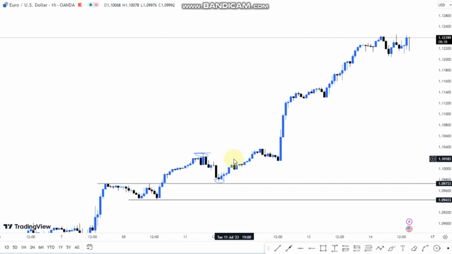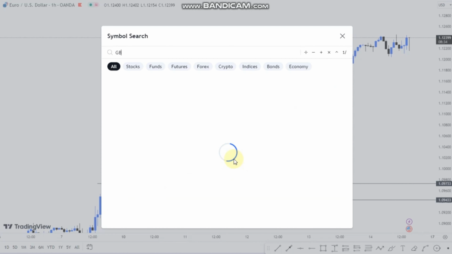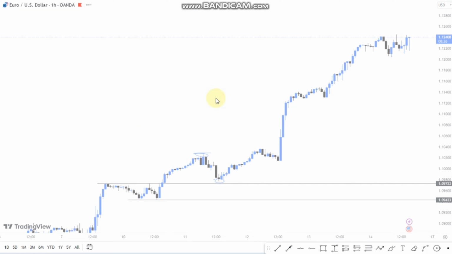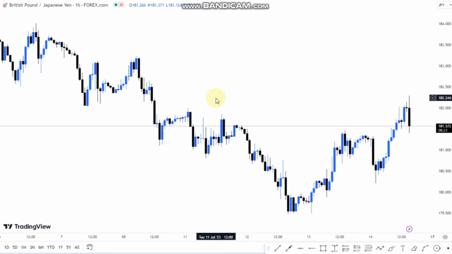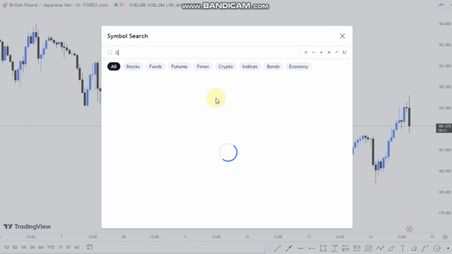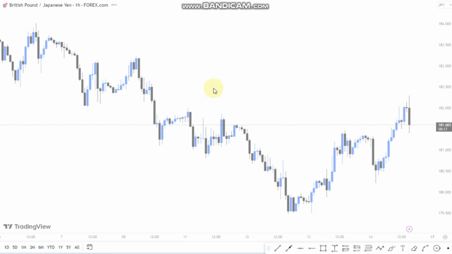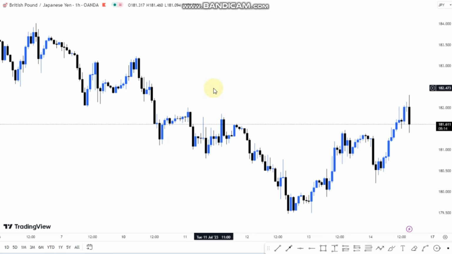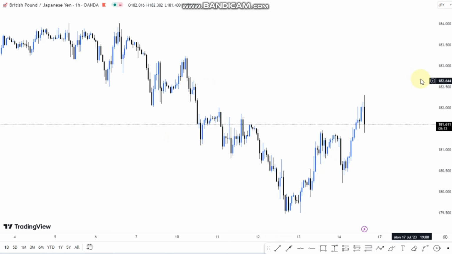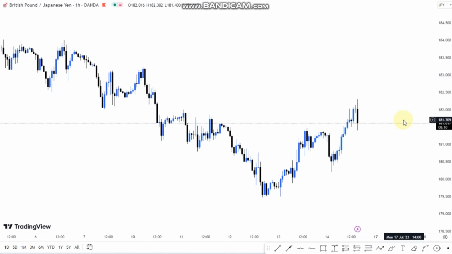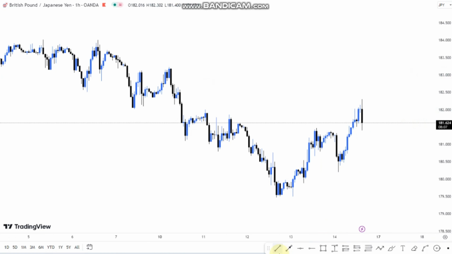Today I want to share with you some setups on GBPJPY. I want to show you the actual move of GBPJPY. Sorry, that isn't GBPJPY, I just used the one from Oanda. So this is GBPJPY on the 1 hour time frame. As you can see, it's clean on the 1 hour time frame.